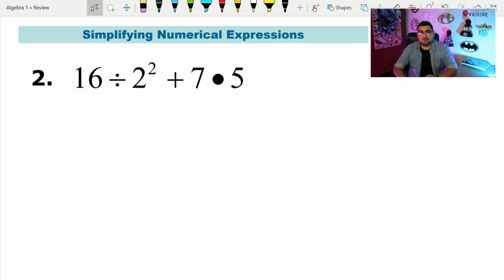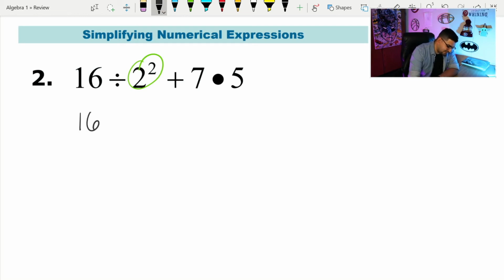Again, the first thing I look for is grouping symbols. I look at this problem, I don't see any parentheses, I don't see any brackets. So let's forget that first step and go to the second step, which is looking for exponents. I definitely see an exponent here. There's a 2 squared, which means I have to work that out before moving on to the third step. So 2 squared is just 2 times 2, which is 4. So this would be 16 divided by 4, and everything else is going to stay the same.